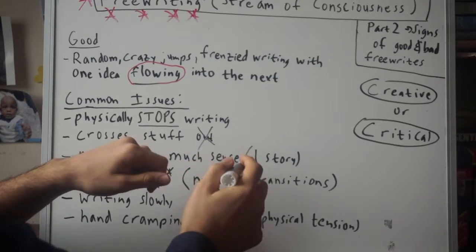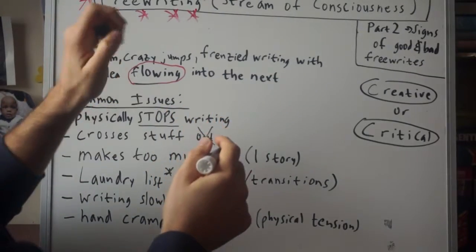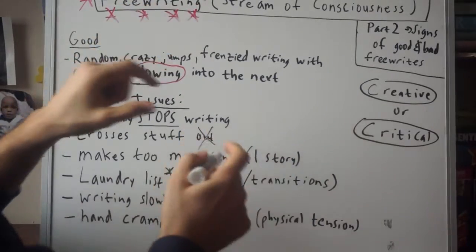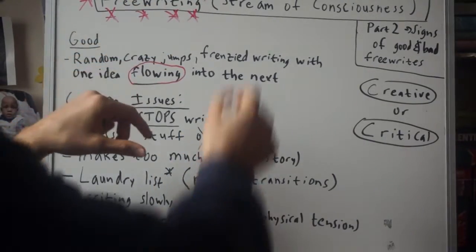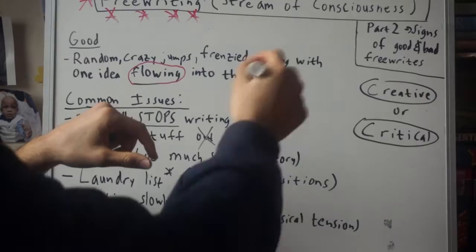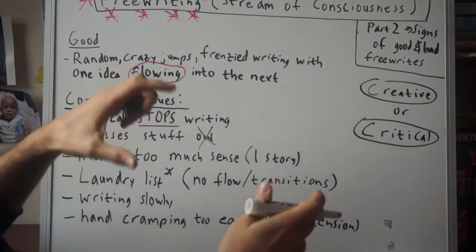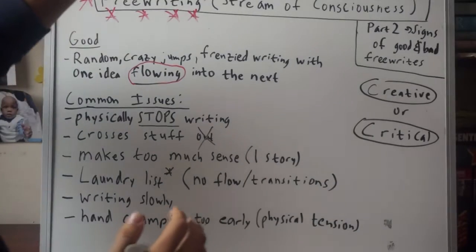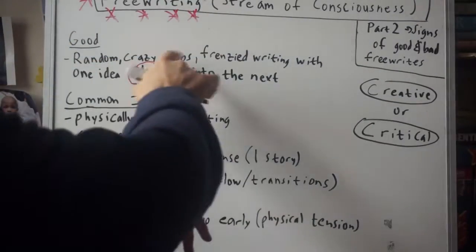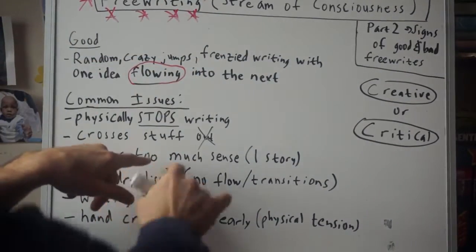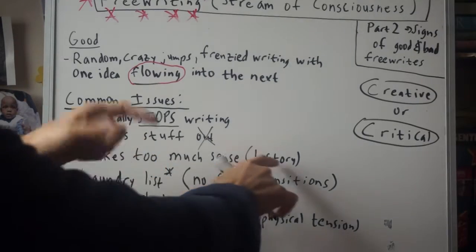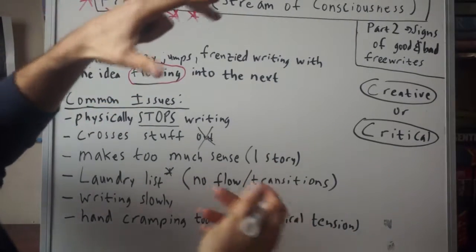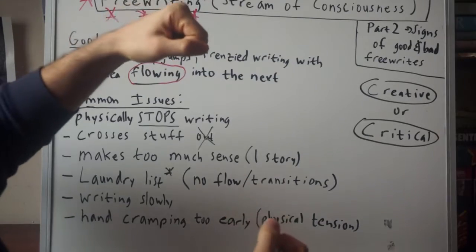So let's say we started in the previous video with "the sun is a hot place." And if after 5 to 10 minutes of writing, you're still telling me about the sun being a hot place, or let's say you're still on the solar system or something very related to the sun, if you haven't veered off topic and done some of these crazy jumps, in other words, your story makes too much sense, it's almost like one story, then you're missing the point of the assignment. You're not allowing yourself to flow.